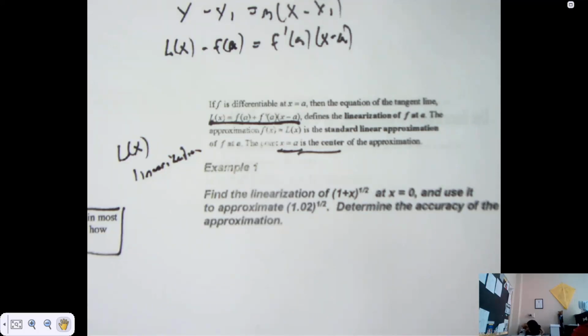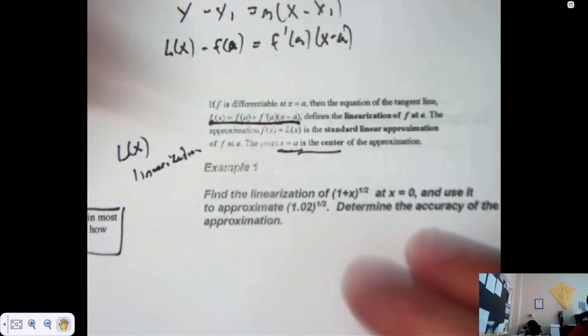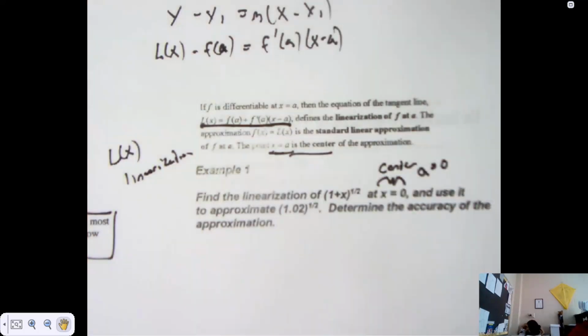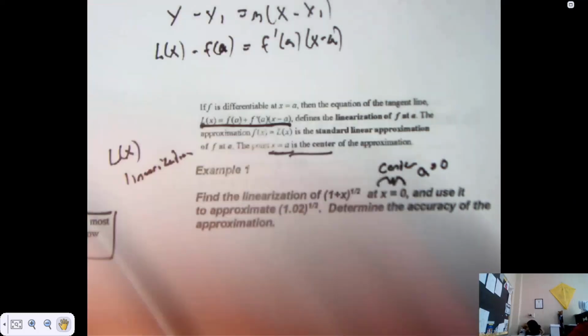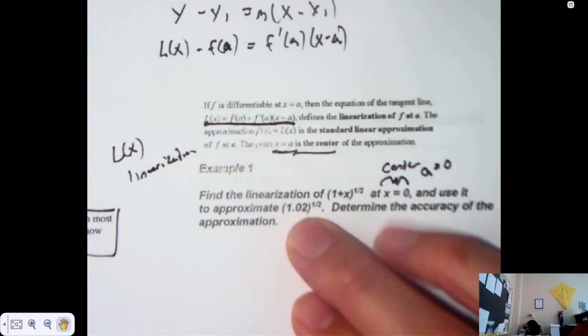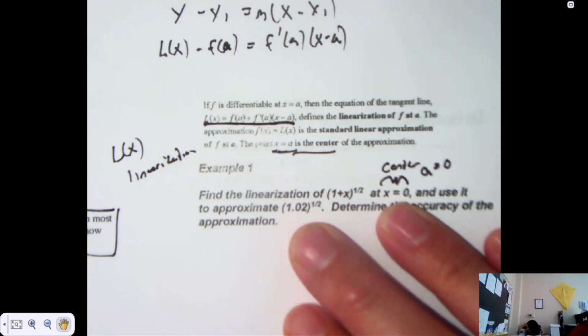All right, so find the linearization of 1 plus x to the 1/2 power at x equals 0. So this is the center. We're centering the approximation around x equals 0. And it means that the a value we're going to use is 0. Let's write it out here. We're going to use this approximation at 0 to approximate 1.02 to the 1/2 power, and then we're going to determine the accuracy of the approximation.